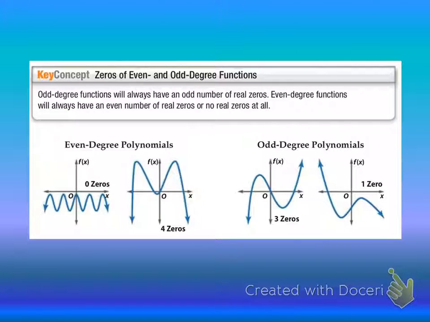This is not called a theorem, but it could be. If you have an odd function, let's start there with the odds, you will have an odd number of real zeros. If you have an even function, you will have an even number of real zeros or no real zeros at all, as per the example right here. It doesn't touch the x-axis ever, does it? So that's what makes no zeros. That's how many times you touch the x-axis.